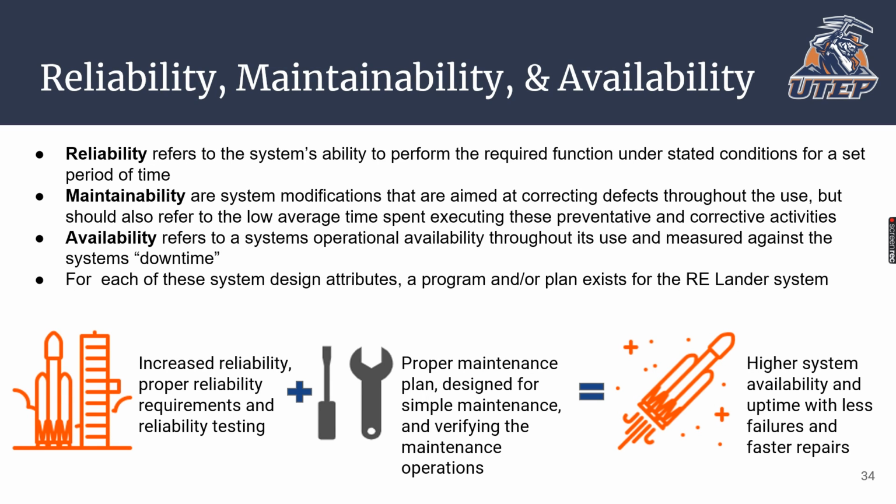Reliability is a system's ability to perform the required functions under the stated conditions for a set period of time. Maintainability are the system modifications that are aimed at correcting defects throughout the use, but should also refer to the low average time spent executing these preventive and corrective actions. Availability refers to a system's operational availability through its use and measured against the system's downtime.